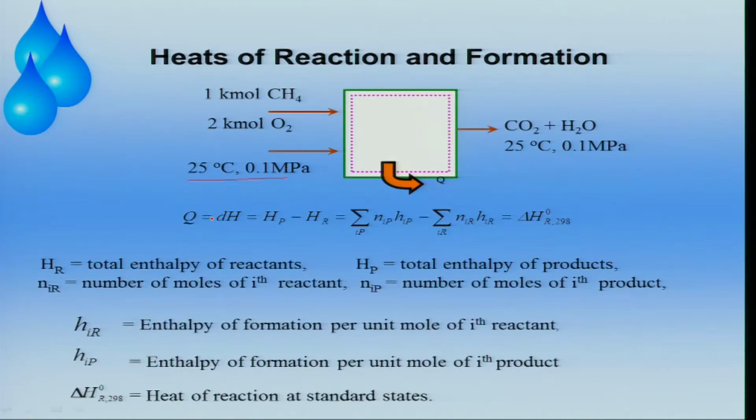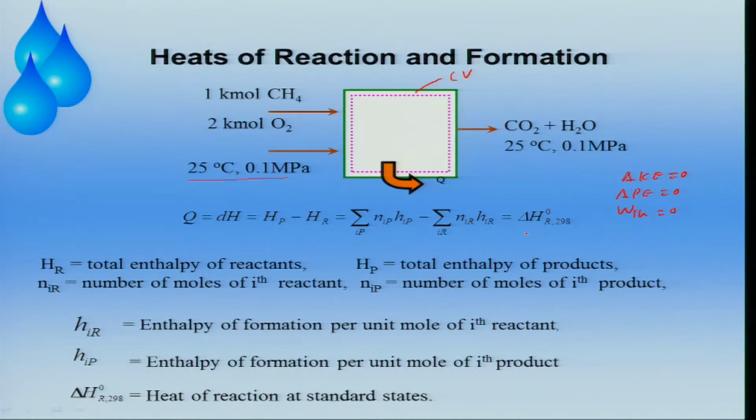If I use this and also assume a steady flow process, keep in mind this is the process and this is your CV, with steady flow, no shaft work, change in kinetic energy is 0, change in potential energy is 0, you will find that Q is nothing but H_p minus H_r, where H_p is the summation of N_i,p H_i,p, P being the product, and i being any number of species, and similarly minus N_i,r H_i,r, R being the reactant.